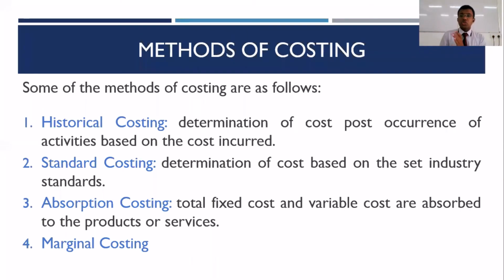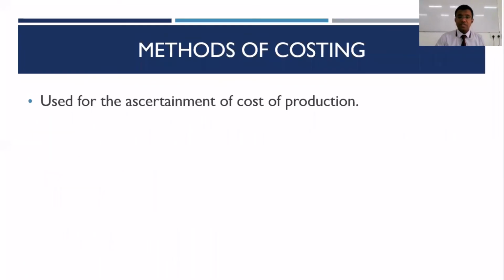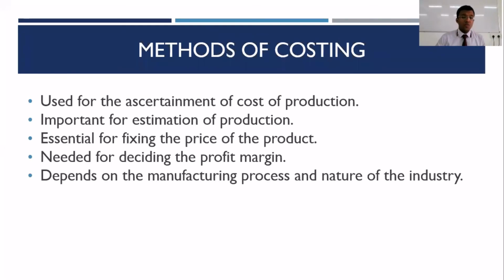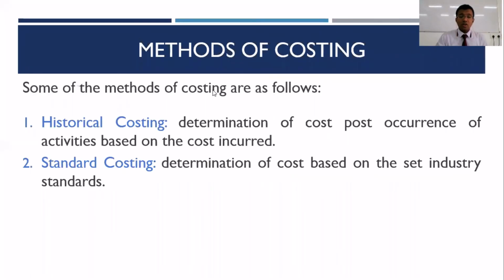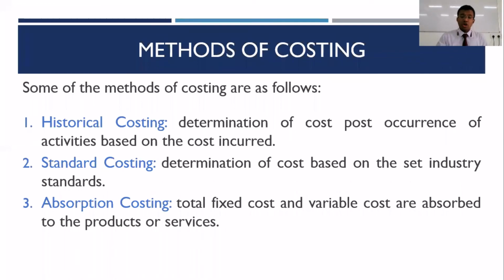So let me just do a recap of what I've done. We saw that we spoke about methods of costing. We saw that methods of costing are very important because it is very important for you to estimate your cost of production. Based on that, you will end up fixing the price of your product. And then we discussed some important methods of costing. We saw historical costing, we saw standard costing, we saw absorption costing, and then we would be eventually learning marginal costing as well.